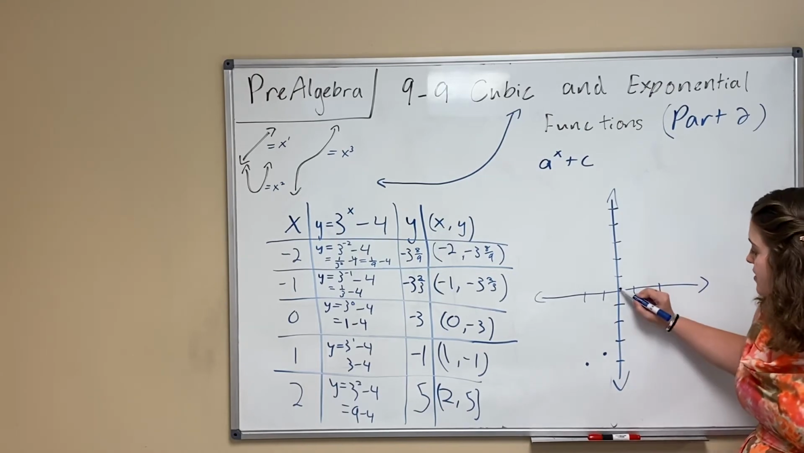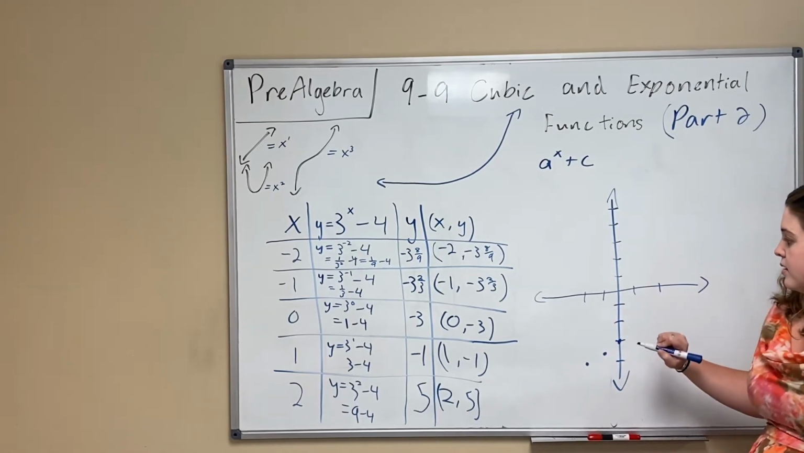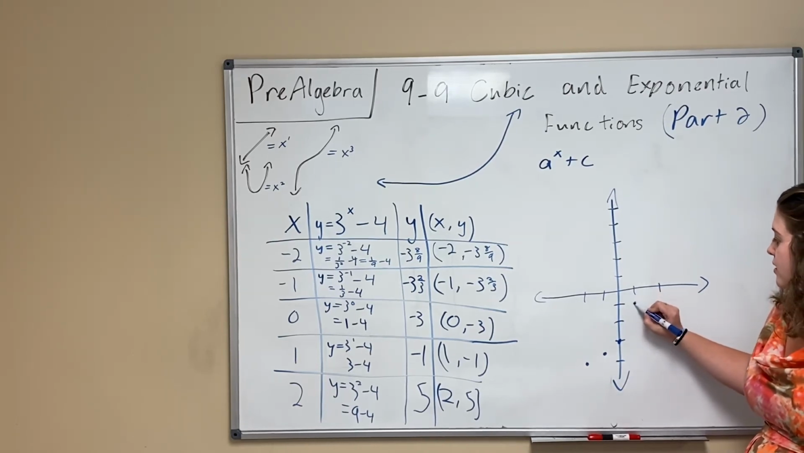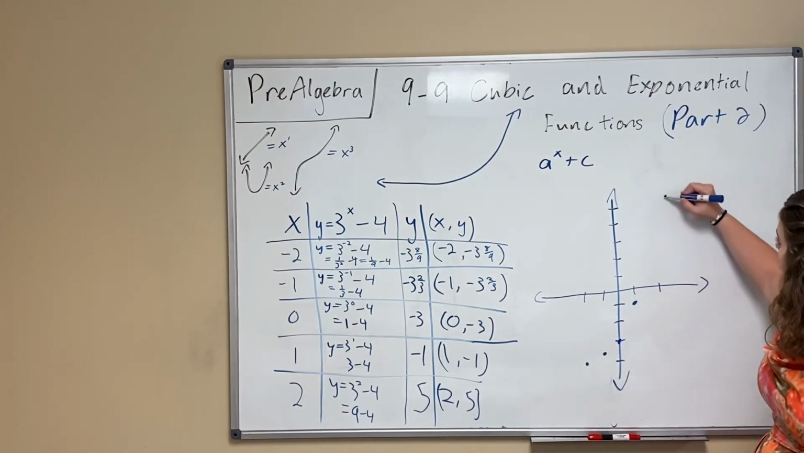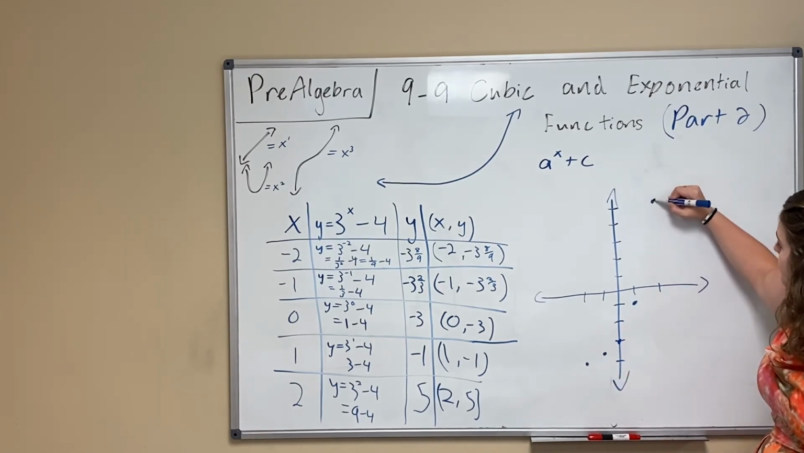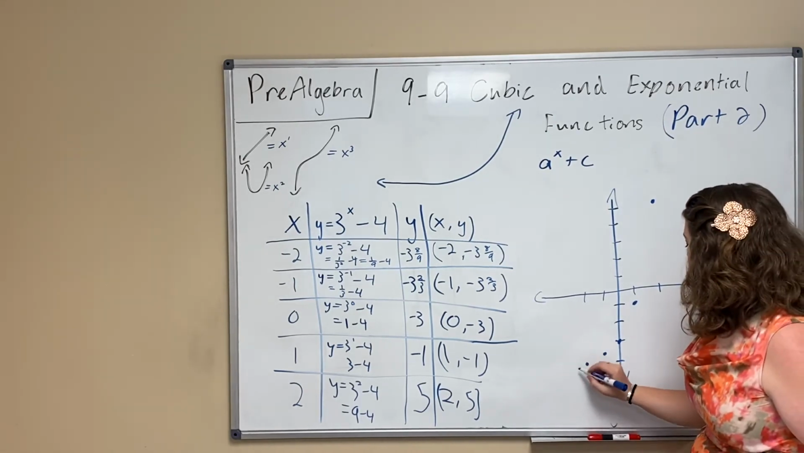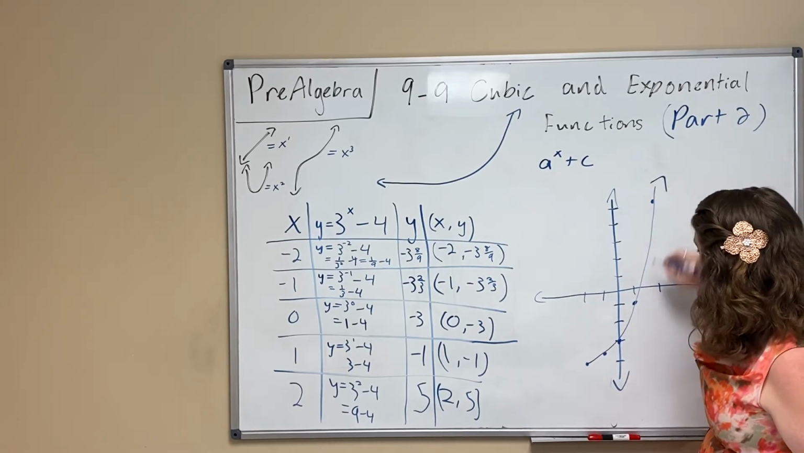Okay, now when x is 0, I'm going to go to -3. When x is 1, I'm going to go to just -1. And when x is 2, I'm going to go all the way up to 5. Okay, so right now our graph is looking like this.